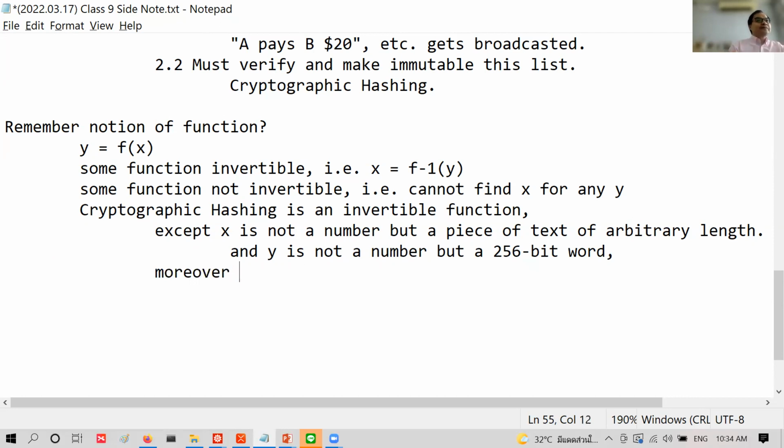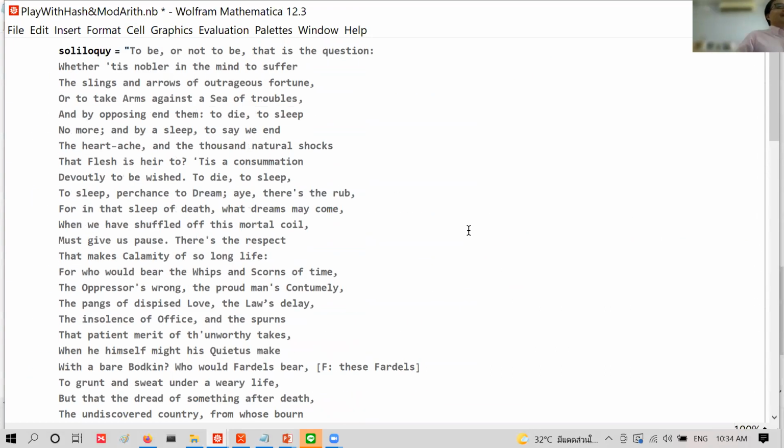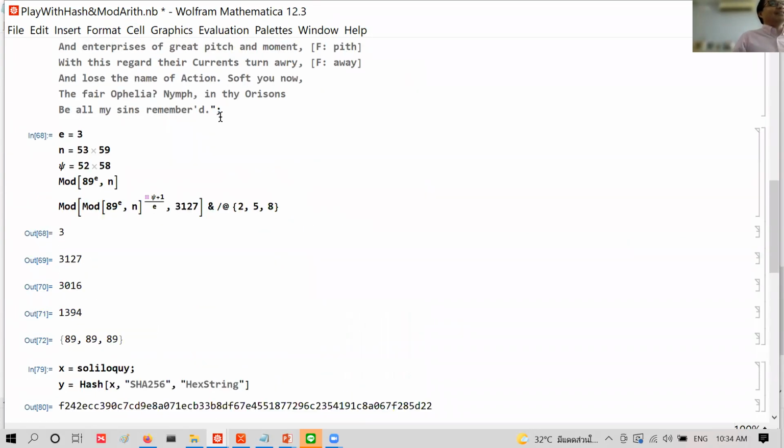Moreover, if you change x just a tiny bit, a wee bit, y changes a whole lot. In fact, if you don't believe me, remember this soliloquy, right? This soliloquy is okay.